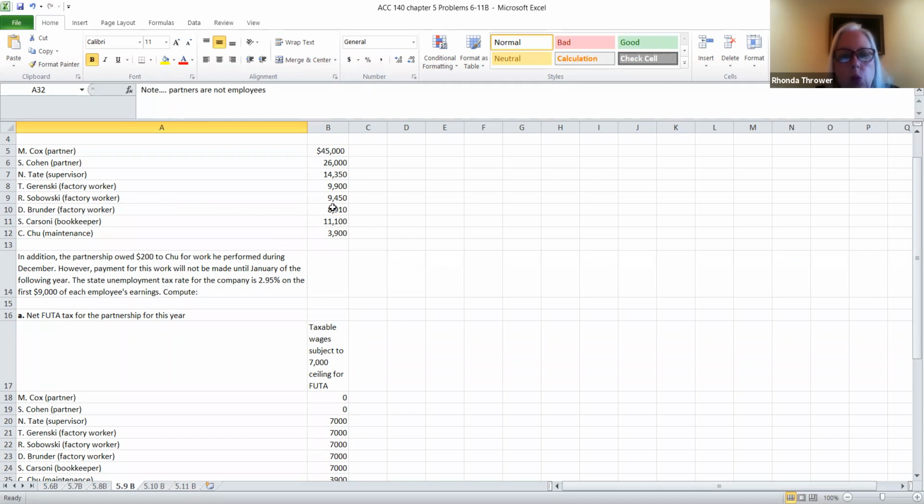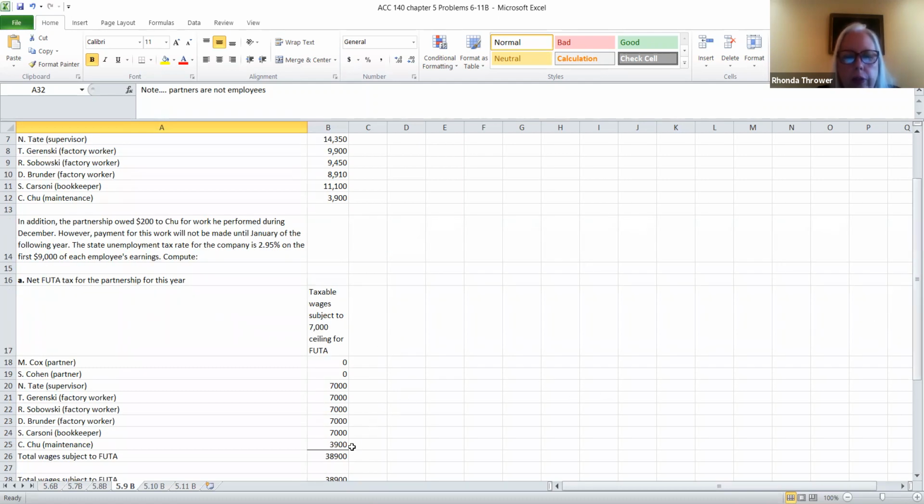Sobosky also was paid more than $7,000, so only $7,000 of his earnings is subject to the unemployment tax, FUTA tax. For Brunder, they were paid more than $7,000, so only $7,000 is subject for Brunder. And for Carcioni, they were paid more than $7,000, so only $7,000 is subject to FUTA. But Chu was paid $3,900. He didn't go above the ceiling, so all of his wages are subject to FUTA.